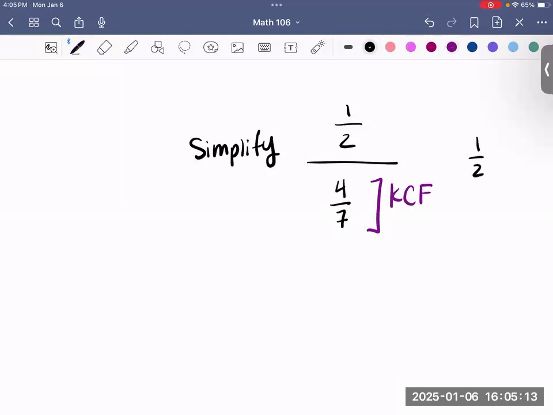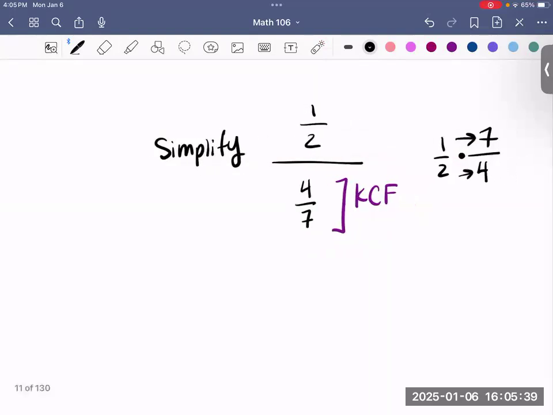So just keep the sign. If it's already positive, it remains positive. If it's negative, it remains negative. You're going to change your operation. So instead of division, we're now going to multiply, and then you're going to flip the fraction. You're always flipping the bottom fraction, 7 over 4. And then again, because there are no common factors across from it, you can just multiply top to top, bottom to bottom.